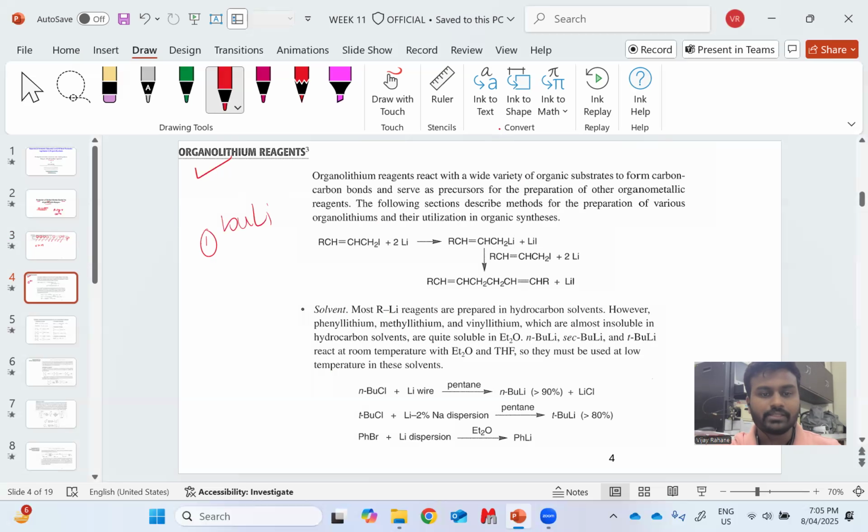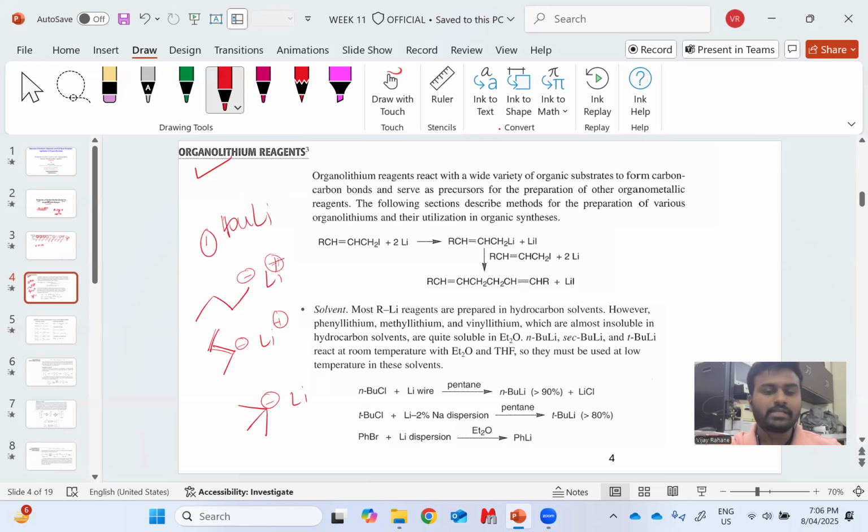Butyl lithium is this reagent. There's a four-carbon chain, with the carbon negative and the lithium positive, and there is a bond between the carbon and lithium. So that's butyl lithium. There is also secondary butyl lithium, or tertiary butyl lithium.